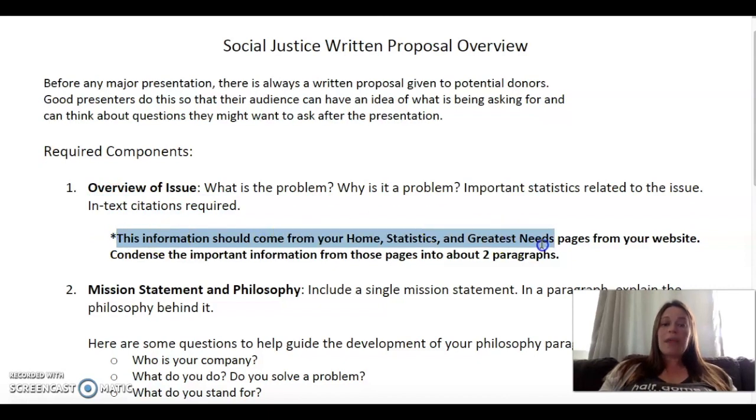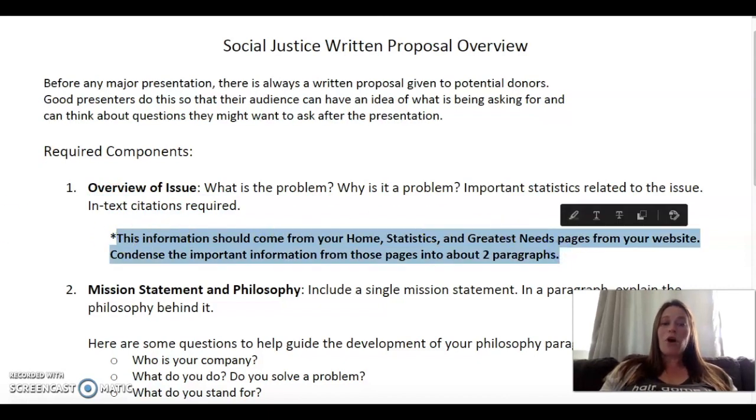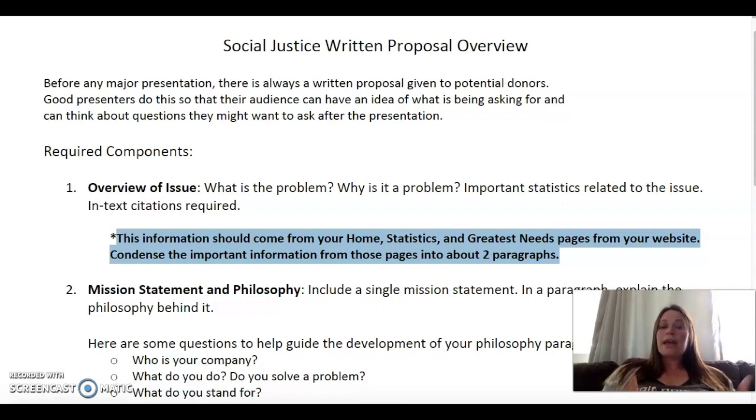Like it says here, this information should come from your home, statistics, and greatest needs pages from your website. Condense that important information from those pages into about 2 paragraphs. So again, don't reinvent the wheel. You've already done the work. Pull from your own work, condense it, and put it into a more formal tone, and answer these questions. So that's the first section.